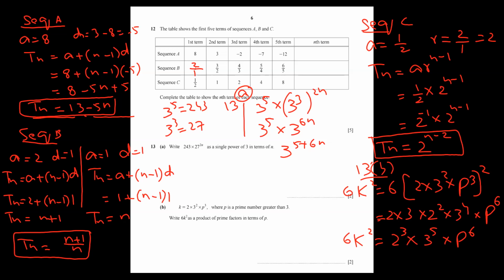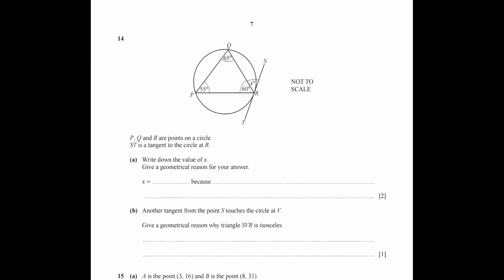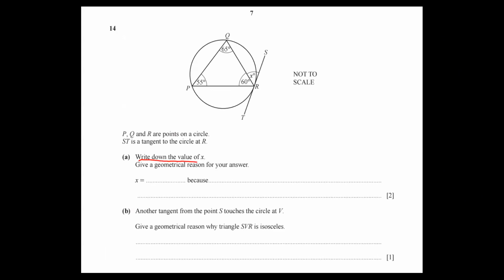Now I'm going for the next question. 13 is over. Let's talk about number 14 first, then we talk about the others. What do we have in the number 14 question? If you read the question carefully, we are given 3 points on the circle, and we have a triangle. ST is a tangent, write down the value of x.